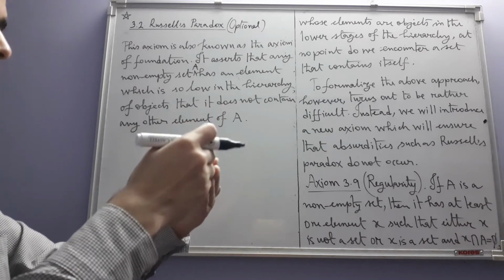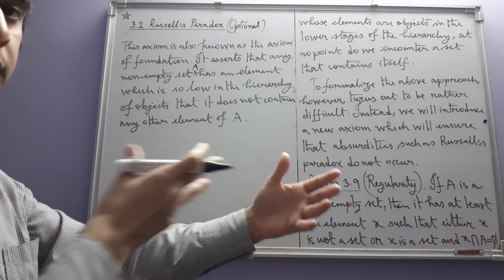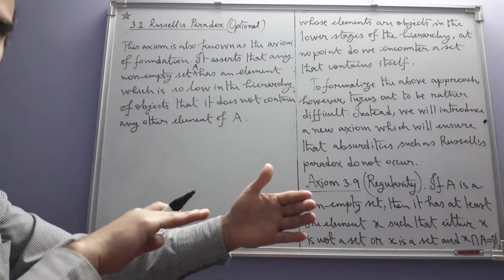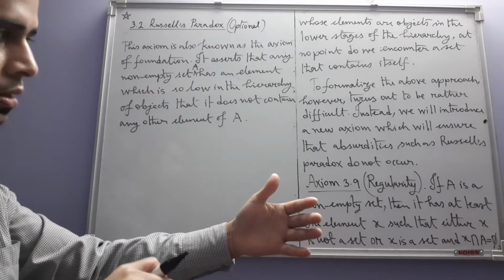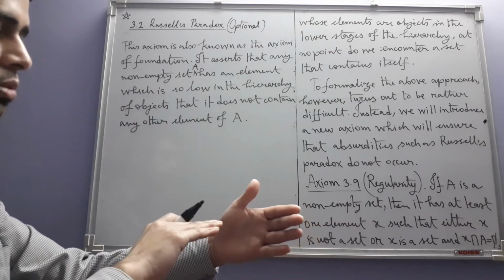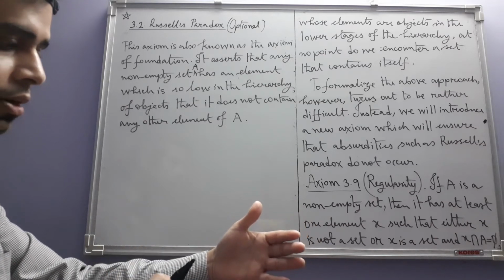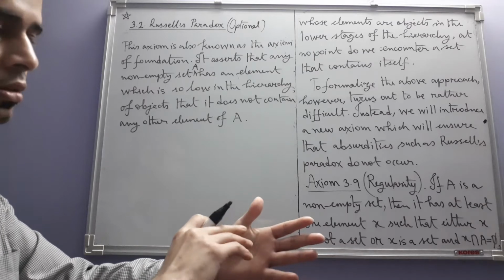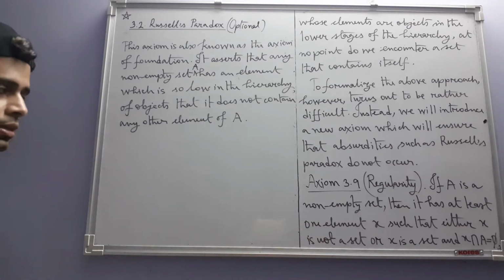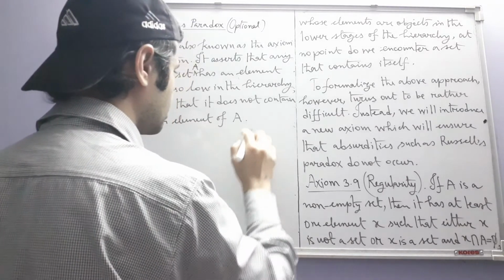Because you see, when we form A, what do we use as its elements? The objects which are in the previous rung, the lower rung in the hierarchy. However, there will be at least one object which is so low in this hierarchy of objects that it cannot contain any element of A. If that makes sense, an example will make it more clear.